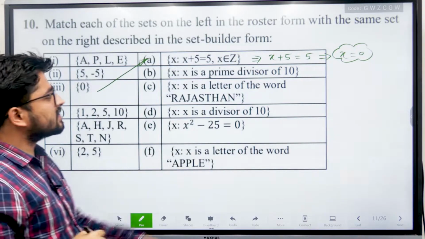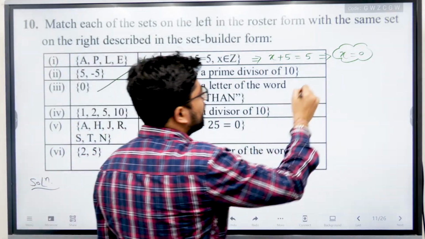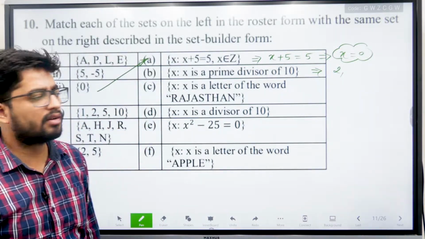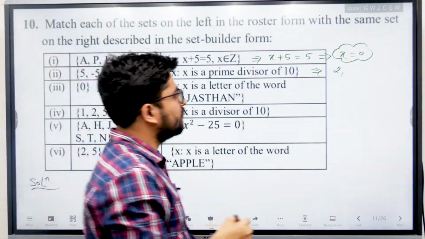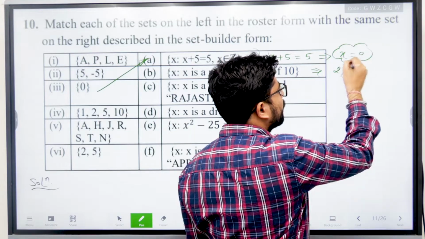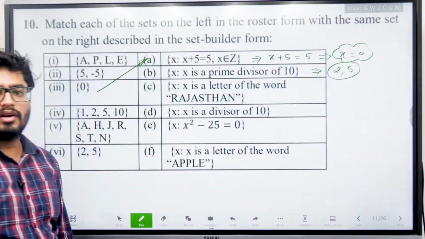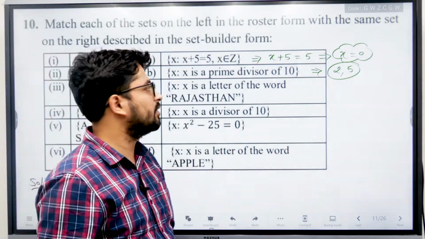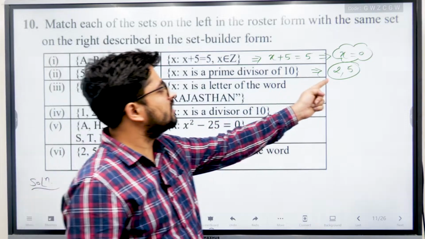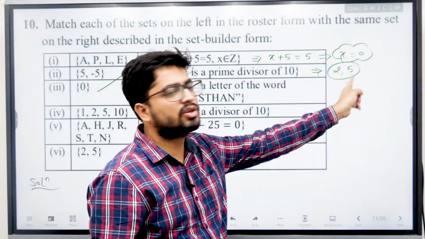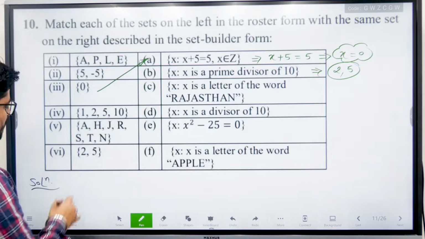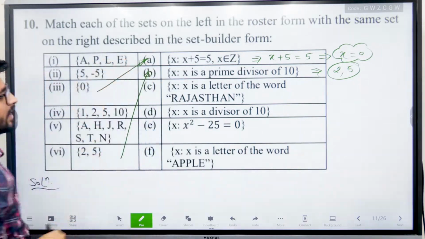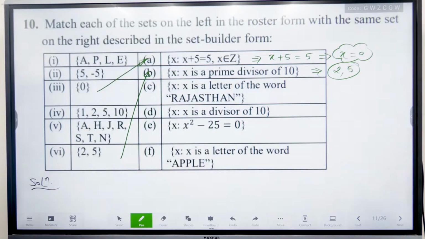Next thing, x is a prime divisor of 10. We know prime divisors of 10 are 2, which is a divisor of 10, and 5 is also a prime number and divisor of 10. The next divisor is 10, that is not a prime number, and the first divisor, 1, is also not a prime number. So x can take two values, either 2 or 5, so the sixth one is connected with B.